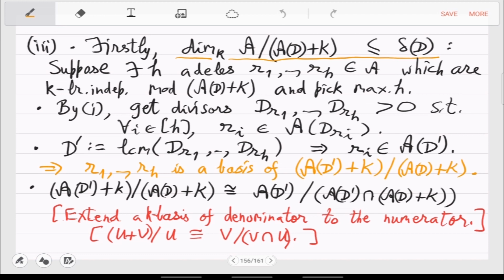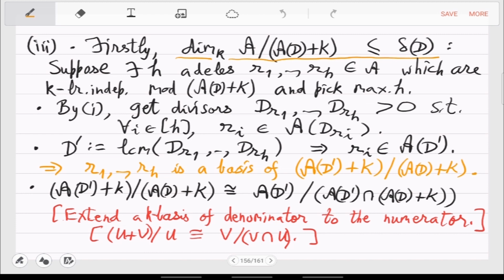So what is this? Basically you take a basis of AD plus big K, take a small k basis, and similarly you can take a basis of AD prime plus big K. There might be basis elements which are common. So the common part is the intersection. So you are removing them. If you remove the common part, what remains is the difference. So by that you can show this in general for vector spaces.